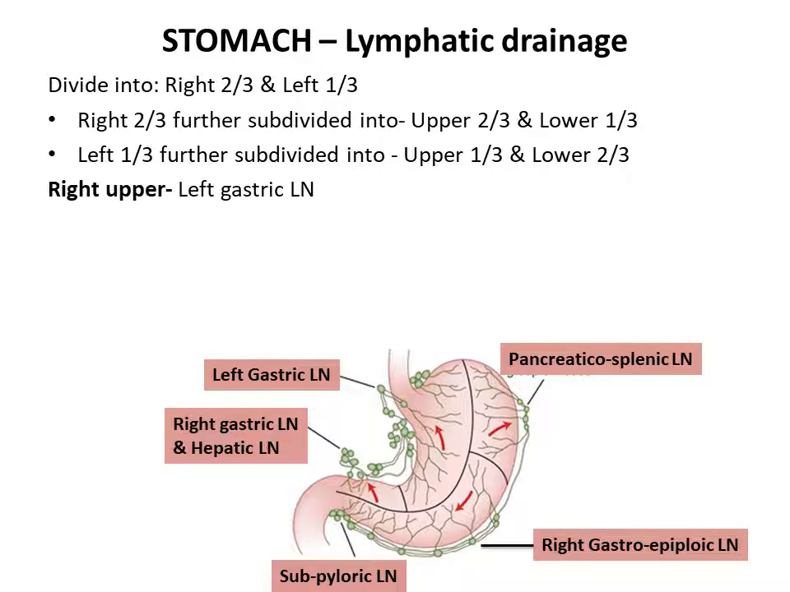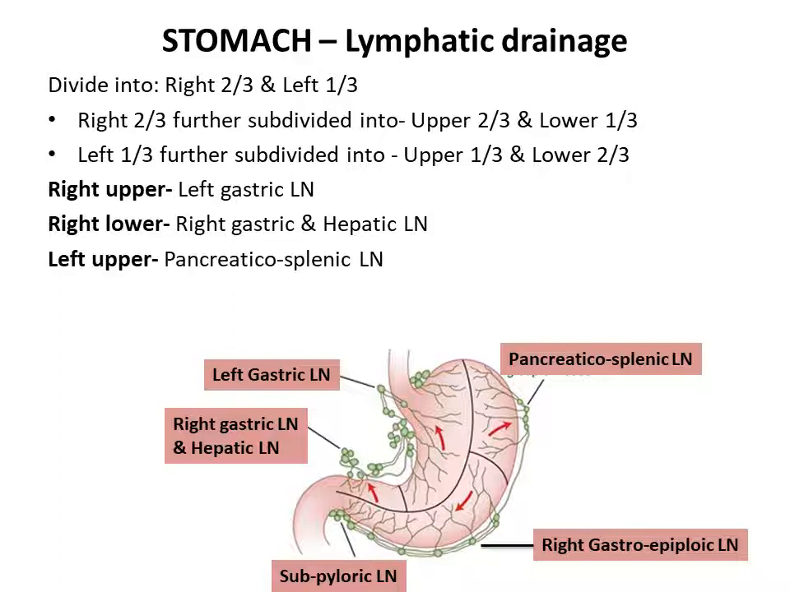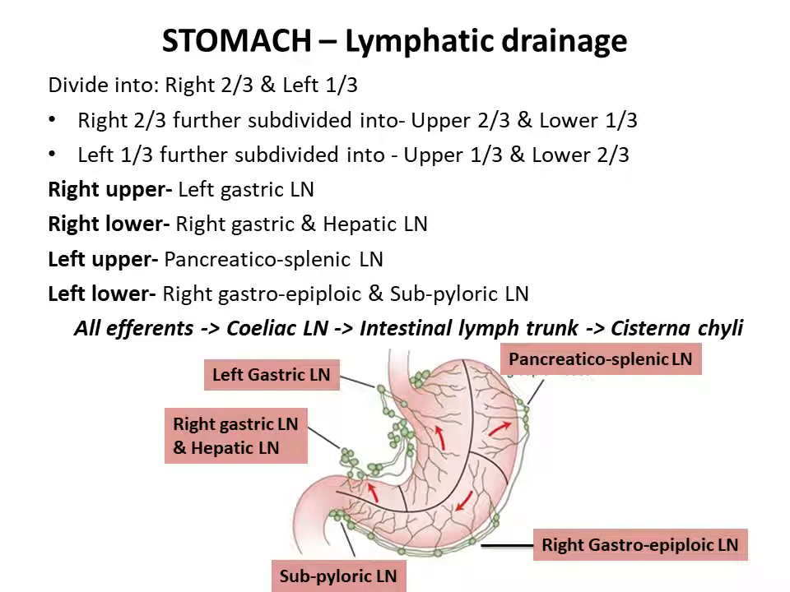The right upper part is drained by the left gastric lymph nodes. The right lower part is drained by the right gastric and hepatic lymph nodes. The left upper part drains into the pancreatico-splenic lymph nodes, whereas the left lower part drains into the right gastroepiploic and subpyloric lymph nodes. All efferents from all the above lymph nodes will drain into the celiac lymph nodes and then through the intestinal lymph trunk will ultimately drain into the cisterna chyli.